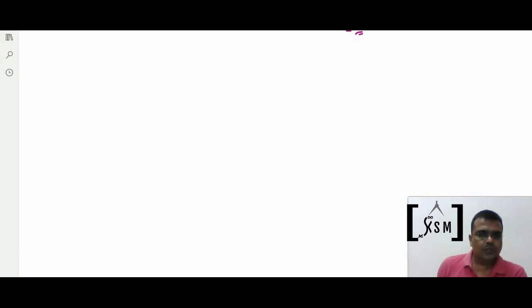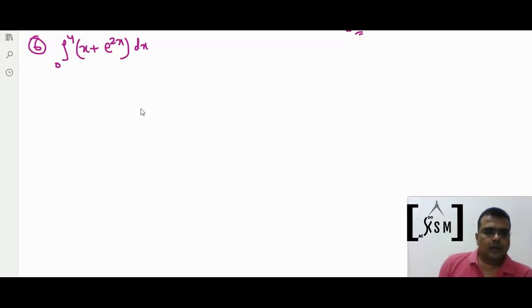Let's solve question number 6 from the same exercise. The question is 0 to 4, limit as a sum. We don't need to worry about how the curve looks. Okay. We will just find the area under the curve from 0 to 4.